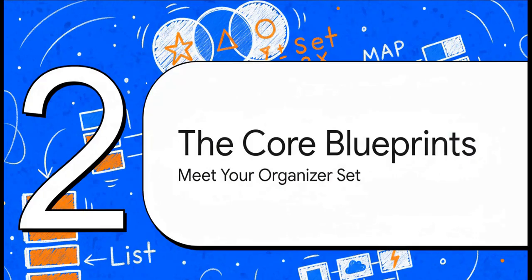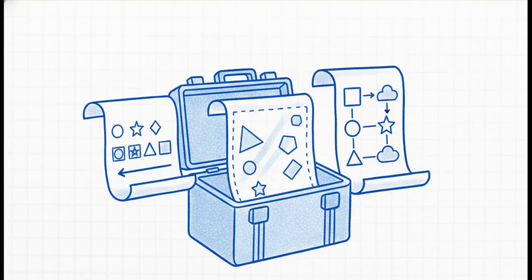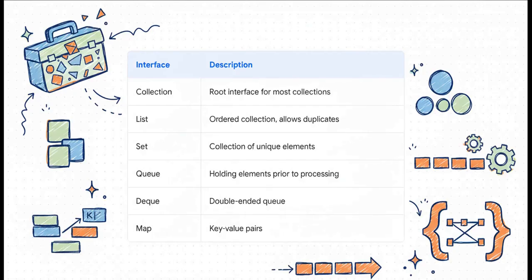Now, to really wrap our heads around this, let's use a little analogy. I want you to think of the JCF as your very own digital organizer set. Imagine you have the perfect set of containers for any situation. You've got a container specifically for things you need to keep in a certain order, another one that only holds one-of-a-kind items, and a third one with little compartments for paired things. The JCF gives you the blueprints for all of these. In Java, we call them interfaces. So let's look at these core blueprints.